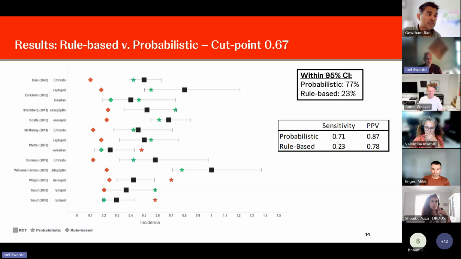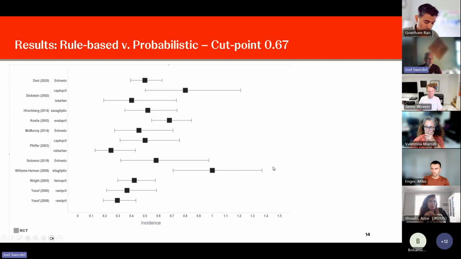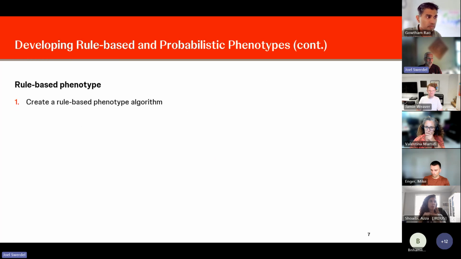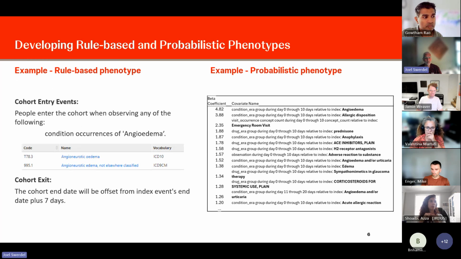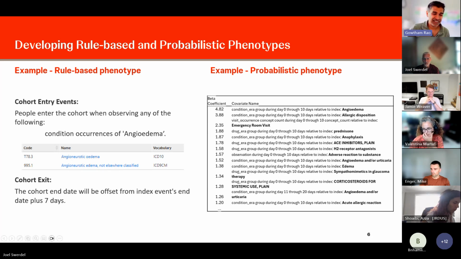I mean, we know that there's a lot of errors within rule-based, and from a face validity standpoint, if you think about the complexity of what you find in the probabilistic model versus what you're getting within the rule-based model, it seems like it would draw in something that's a little bit closer to the truth. Yeah, I still would like to see the discontinuation of angiotensin converting enzyme inhibitors after the index date. If not, I would suspect it.